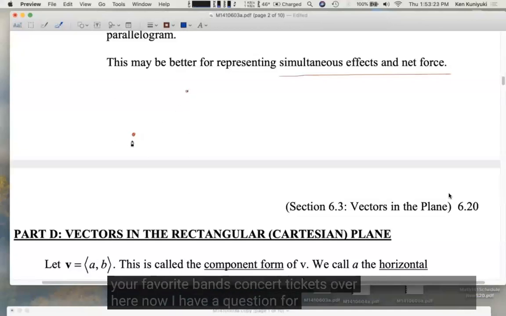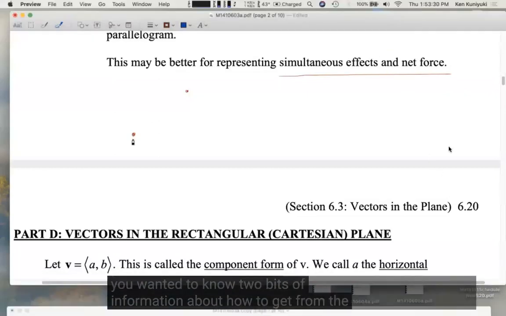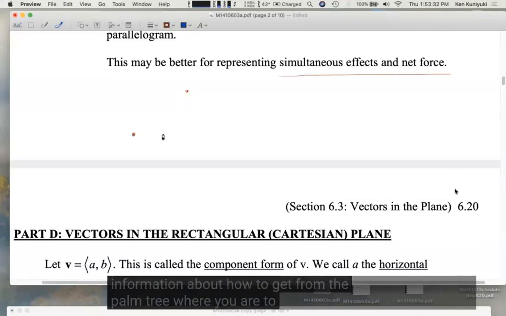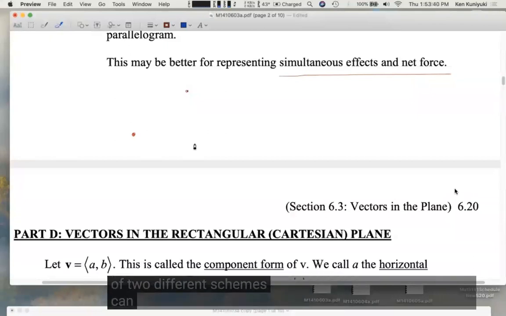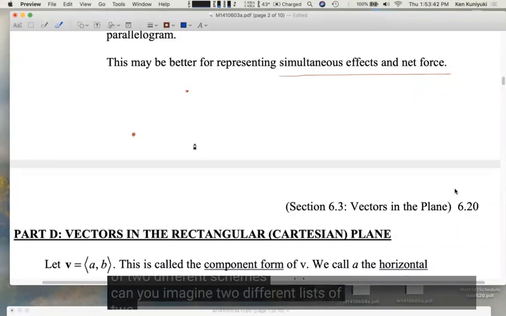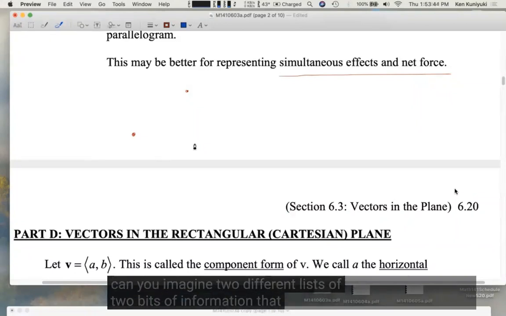Now, I have a question for you. If you wanted to know two bits of information about how to get from the palm tree where you are to the tickets over here, what two bits of information might be helpful? In fact, can you think of two different schemes? Can you imagine two different lists of two bits of information that can help you get from this point to this point?